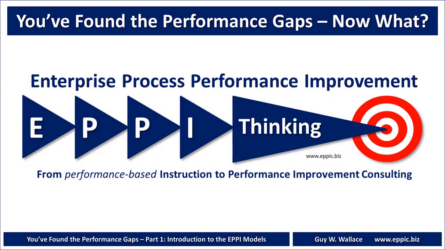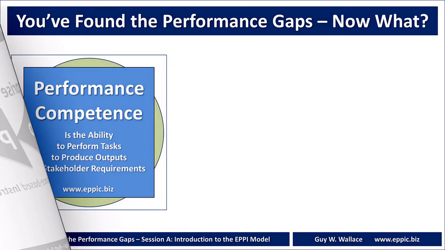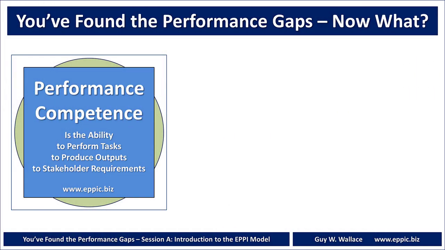All of this is part of what I call EPI thinking, Enterprise Process Performance Improvement Thinking. We're trying to look at performance-based instruction and beyond that to performance improvement consulting. So let's go. To start, I need to define performance competence. This is how I've been defining it now for about 20 years. Performance competence is the ability to perform tasks, to produce outputs, to stakeholder requirements.